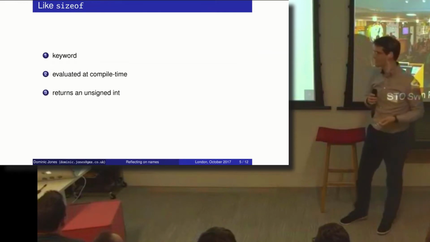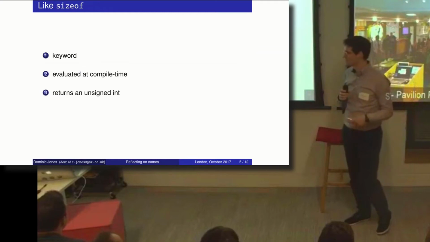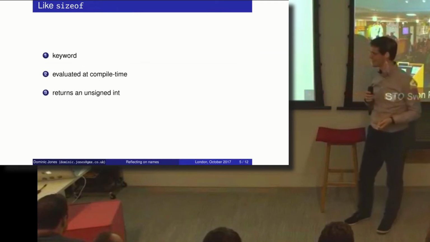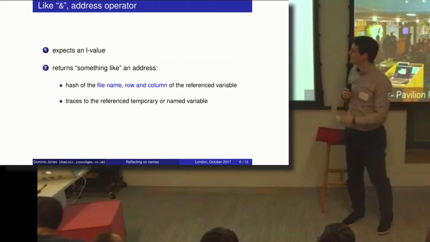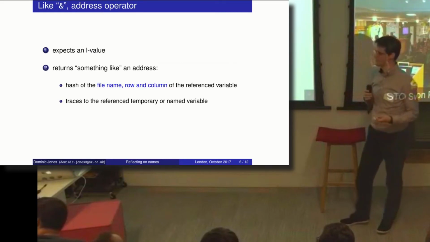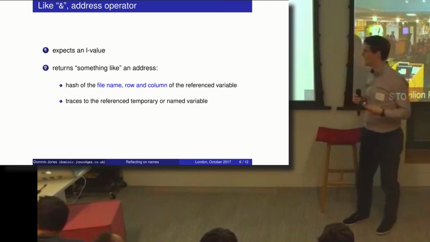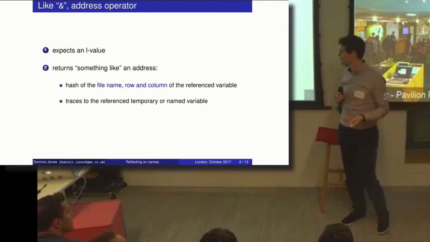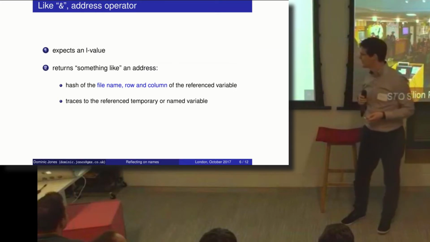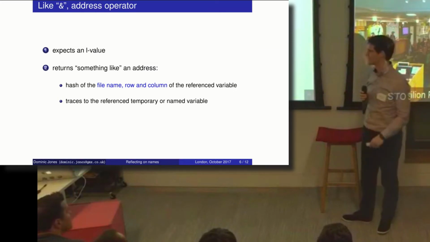So what's it like? Well, it's a bit like sizeof, because it's a keyword and it's evaluated at compile time and it returns some unsigned integer. And it's a bit like address-of, or the address operator, because it expects an L value and it returns something like an address. It's a location. It's the hash of a file name, row, and column of a reference variable. Now, what do you do with temporaries? Well, you have to trace.